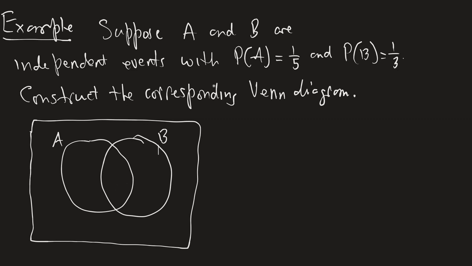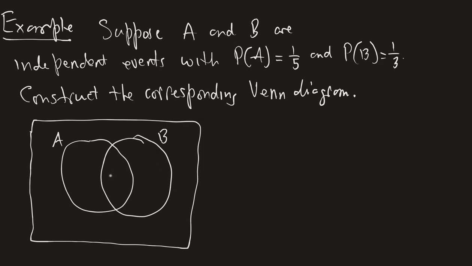Well, when all I have is the probability of all of A, which is 1/5, and the probability of all of B, which is 1/3, that's not all that we have. We have the fact that they're independent. And I have this formula previously that tells us what we can do to find the probability of the intersection.